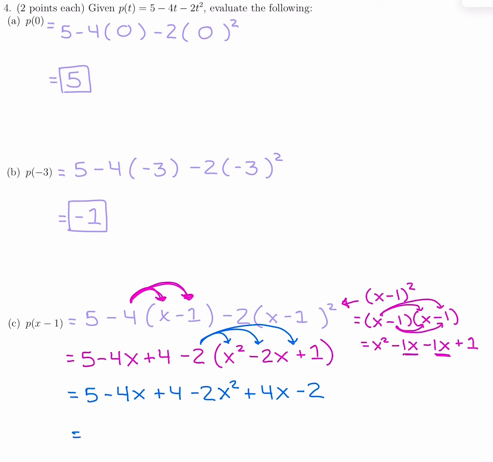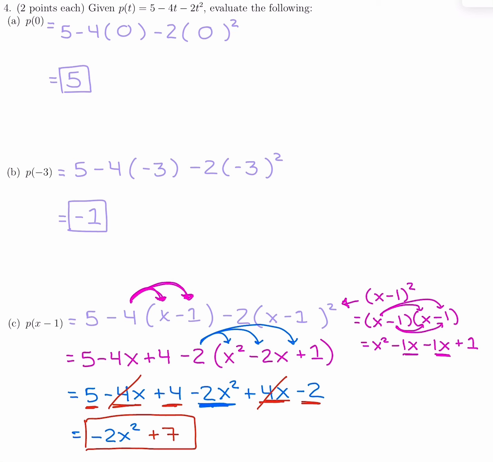Lastly, we're going to combine like terms. I'm going to put the x squared out front. So we have negative 2x squared. I'm going to look at the x terms next. So I have a negative 4x plus 4x. Negative 4 plus 4 will actually cancel, so we don't have an x term. And then for our constants, we have 5 plus 4, which is 9, minus 2. 9 minus 2 is going to be 7. So out of all of that craziness, we get negative 2x squared plus 7.